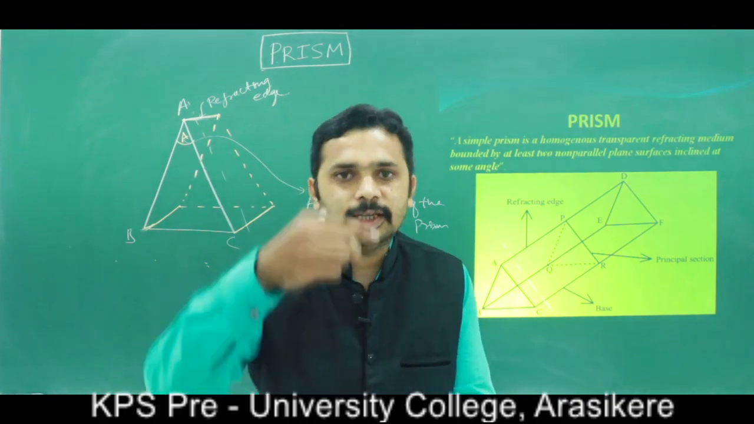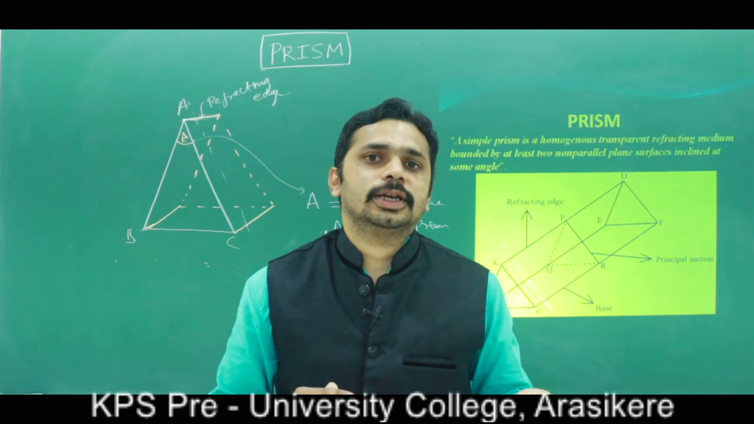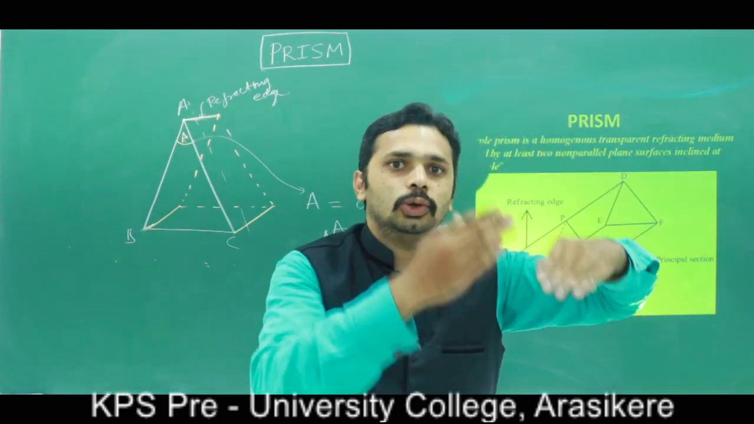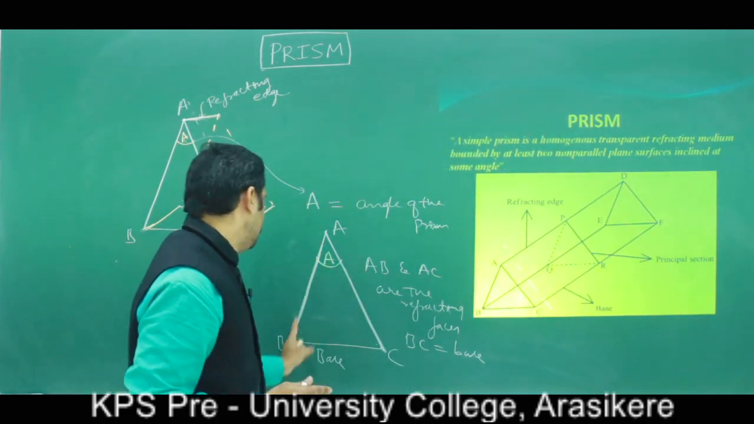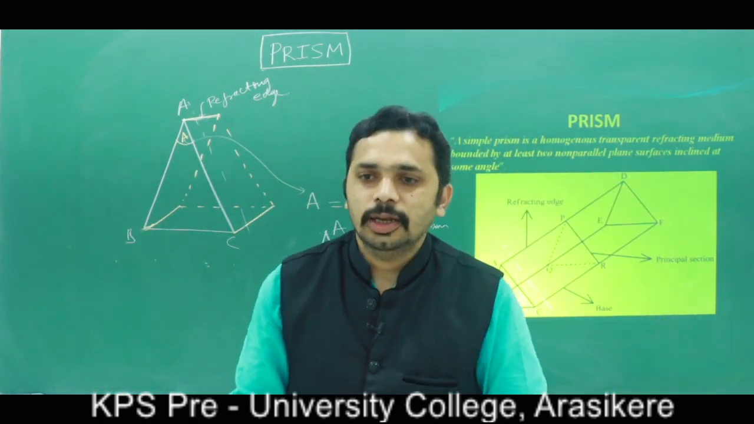Suppose I am placing the prism like this, then the base goes below. So here I am mainly using two surfaces of the prism, AB and AC. Now I am going to explain the refraction in a prism.